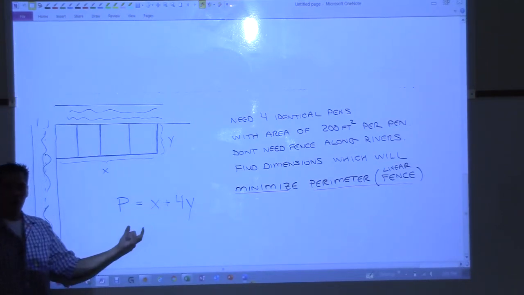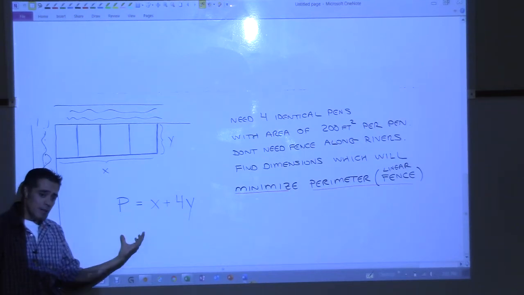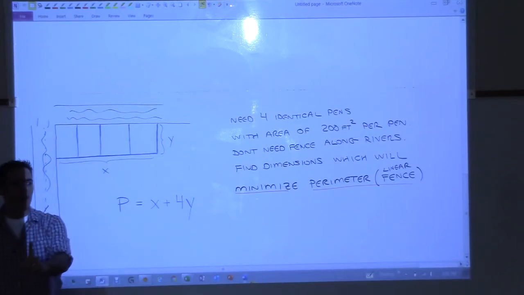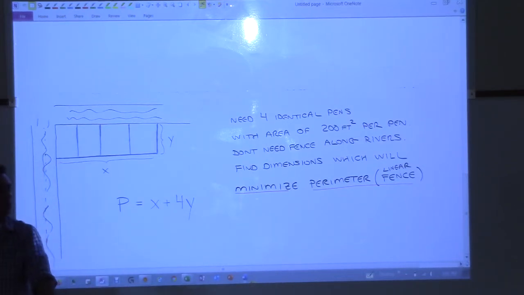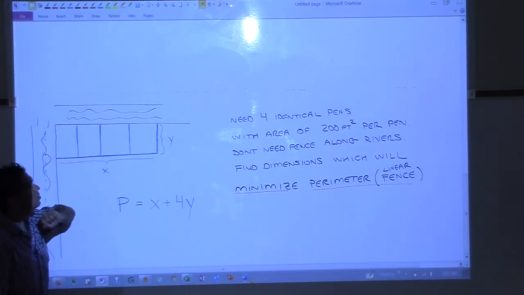I would like to know the smallest this can be. Problem is, the perimeter depends on two variables. I need to get it down to one. What have I not used? The constraint, which is that each of these pens has to have an area of 200, right?